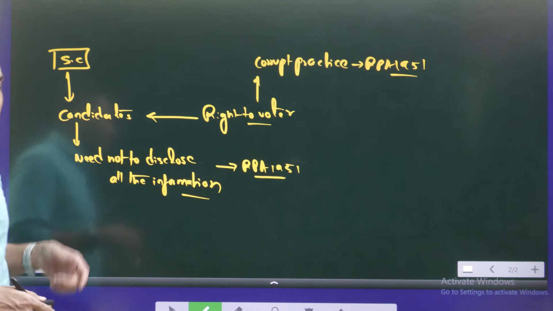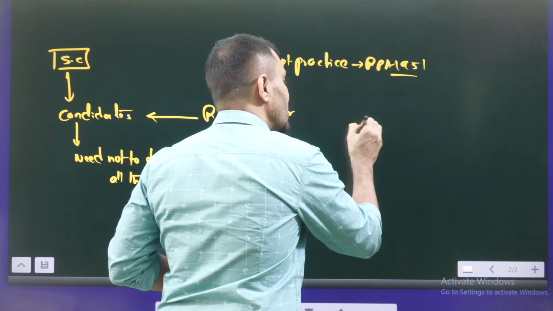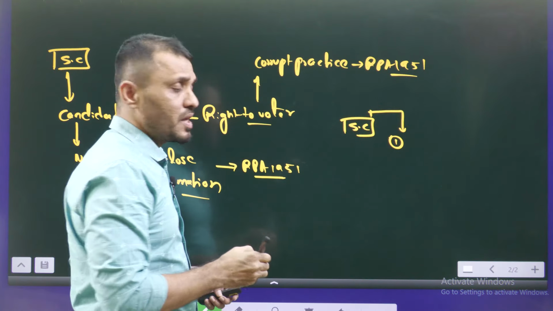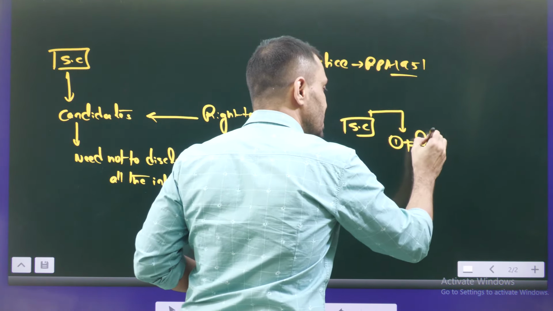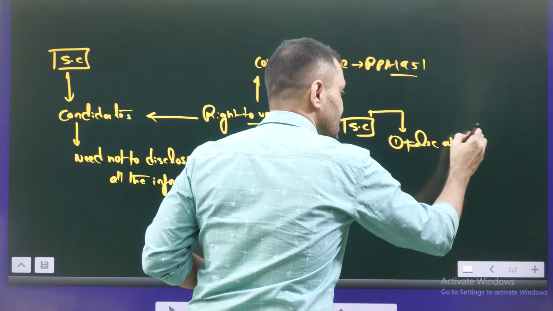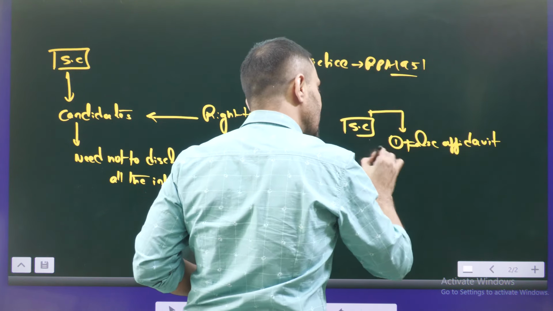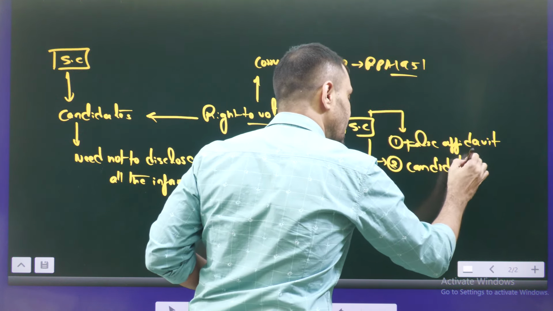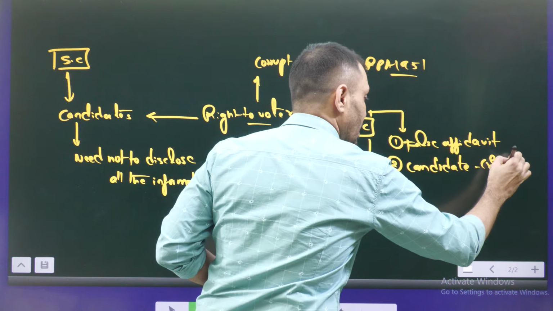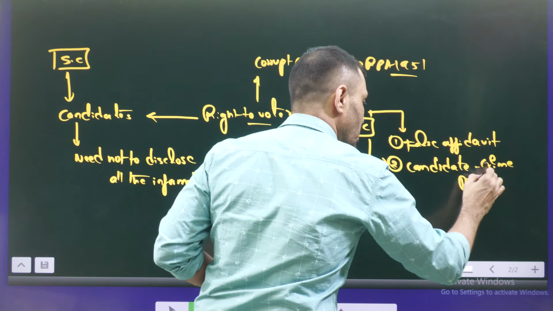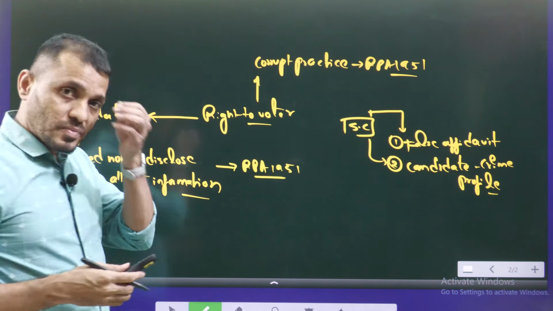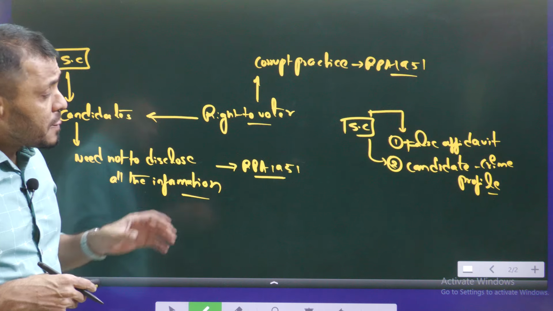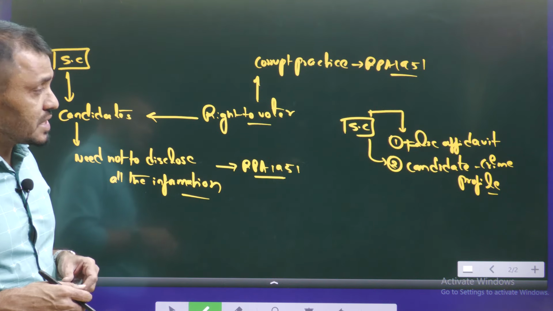And regarding this, we will also discuss some of the Supreme Court's previous judgments, such as on false affidavit, so what are the consequences? And the Supreme Court's previous judgment regarding candidates and their criminal profile or crime profile. Candidates have to publish whatever cases they are facing. That is also a Supreme Court observation. So these Supreme Court observations we will also discuss in this particular video.